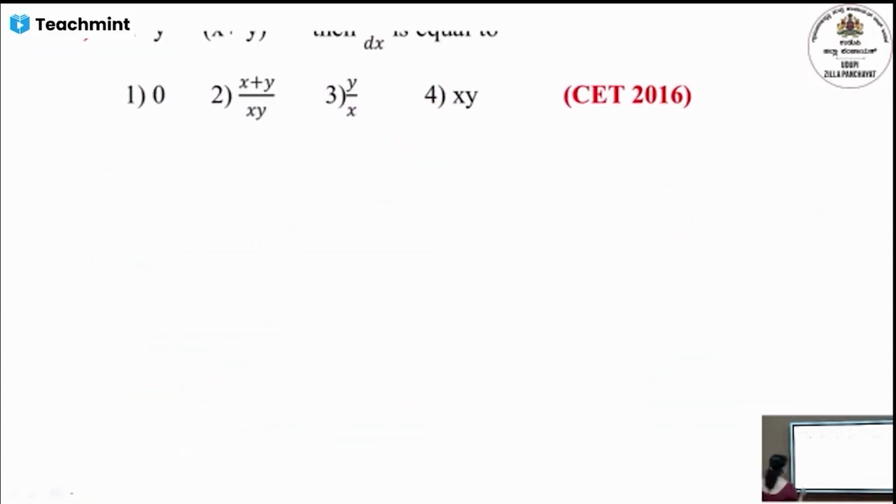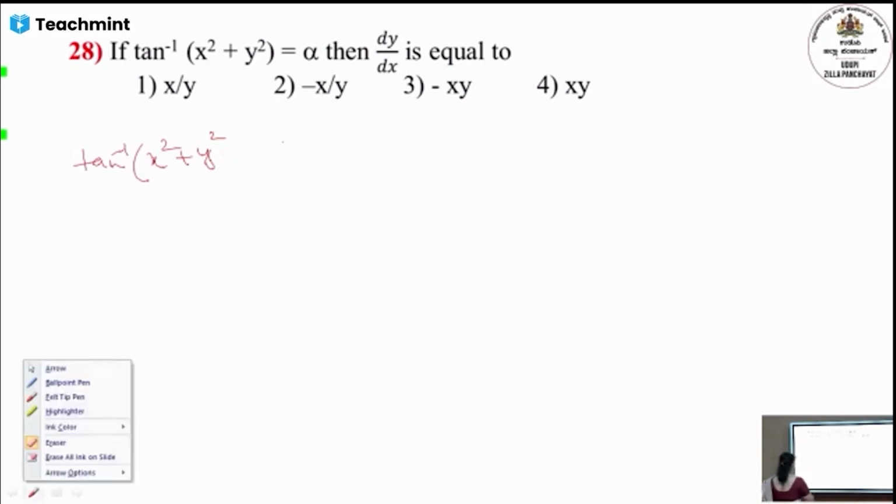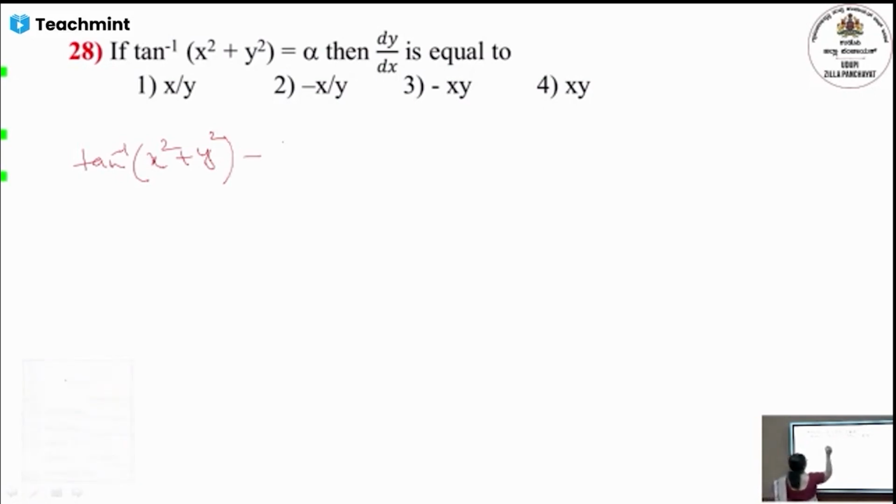28th question. Now the next question is tan inverse of x squared plus y squared is alpha. Tan inverse of x squared plus y squared is what? Alpha. As it is, if I differentiate, I will be getting 1 by 1 plus x squared y squared, whole squared, then the derivative of this, which is lengthy.